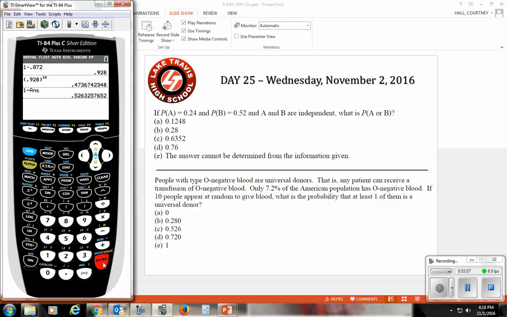So you are considering 1 or 2 or 3 or 4, all the way through all 10 of them being possibilities. It's kind of backwards, but that's how you're going to attack number 17 and number 19 on your quiz as well. You're going to find the opposite probability and then subtract it from 1. So hopefully that helps you.